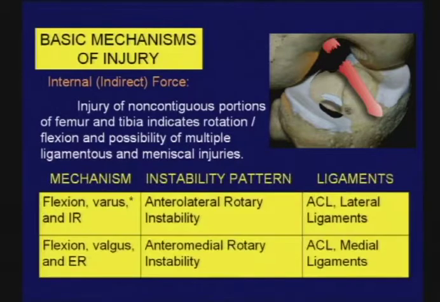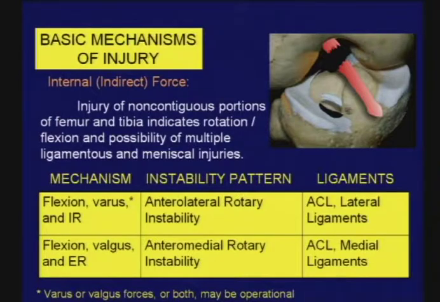This leads to 2 classic mechanisms of injury: flexion, varus, and internal rotation, known as ALRI, anterolateral rotary instability, in which we get injury to the anterior cruciate ligament and lateral ligaments. Think of a Segond fracture. The second, flexion, valgus, and external rotation, leading to AMRI, anteromedial rotary instability, with injury to the anterior cruciate ligament and medial ligaments. The classic example, O'Donoghue's triad. And I think both Minnie and I will be talking a bit about O'Donoghue's triad.